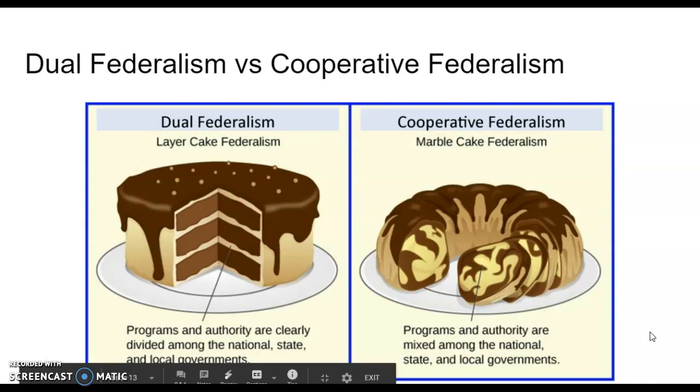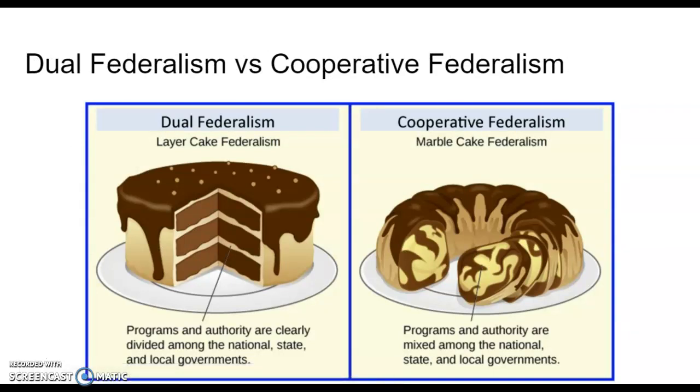So this then leads us into a topic that is mentioned in the textbook, and a lot of times students kind of get confused about the analogy of layered cake versus a marble cake. So we're going to take a minute to look at that and discuss. There are two types of federalism: dual federalism and cooperative federalism. Dual federalism is usually represented by a layered cake, as you can see on the left.